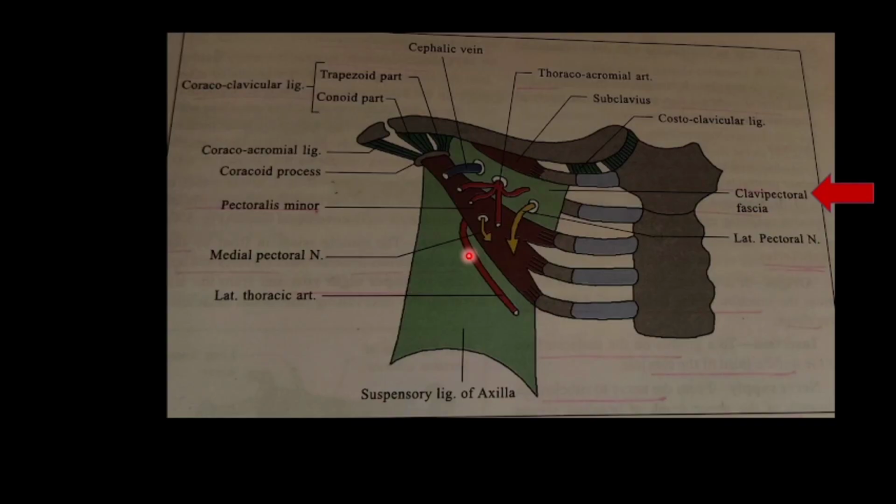Now we will see the structures piercing the clavipectoral fascia. You can see this is the clavipectoral fascia, with the subclavius, the pectoralis minor and the suspensory ligament of the axilla. There are four structures that pierce the clavipectoral fascia: the cephalic vein, the acromiothoracic vessels, or thoracoacromial vessels, the lateral pectoral nerve and the lymphatics. It is usually remembered by the mnemonic CALL: C stands for cephalic vein, A for acromiothoracic vessels, L for lateral pectoral nerve and L for lymphatics.